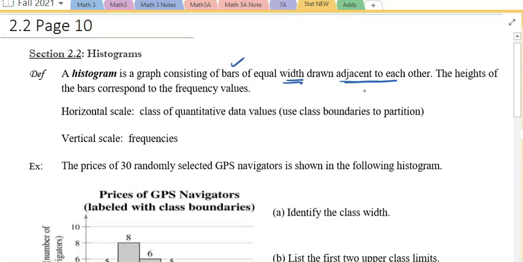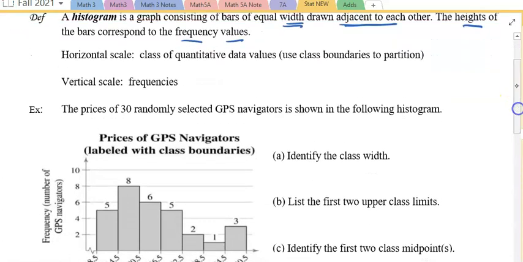So wherever one drops off, the other one picks up. The heights of the bars correspond to the frequency value, sometimes to the percentage, sometimes it's up to whatever you are measuring. The horizontal scale runs left and right. This is the class quantity data values. Use class boundaries to partition. Remember, we did class boundaries in the last section. The vertical deals with frequency or percentages, or whatever it is you're measuring.